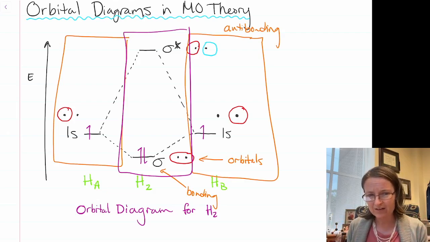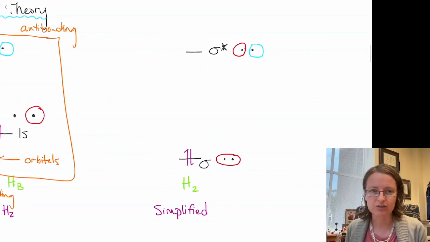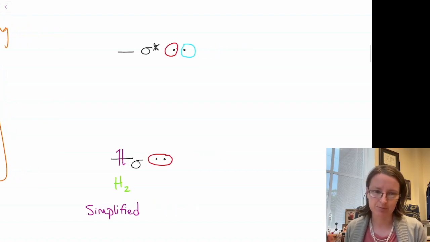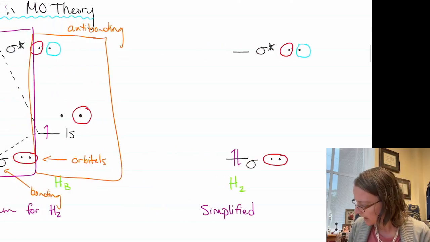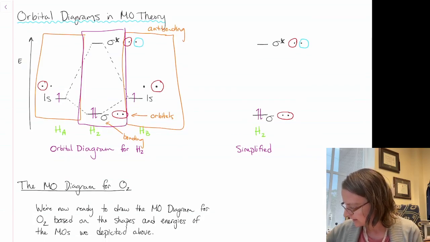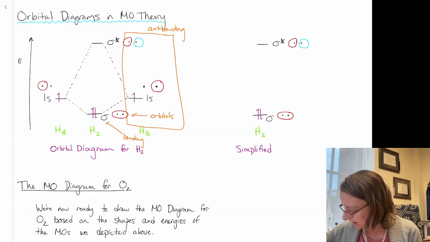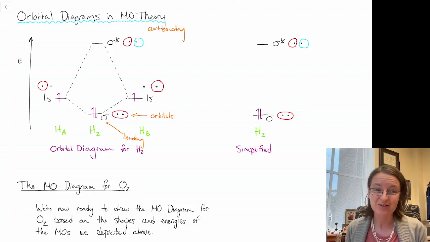If that wing before and after picture looks too confusing for you, I would encourage you to just think in terms of this simplified model, where all we're showing is the orbitals that pertain to the molecule itself. And so what we can see in this diagram is a sense of where the bonding orbitals are, where the antibonding orbitals are, and then really importantly, where the electrons are.